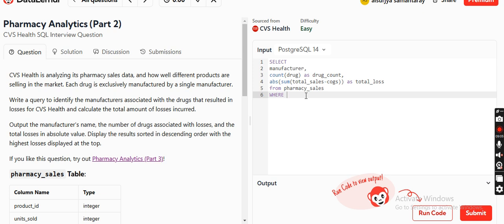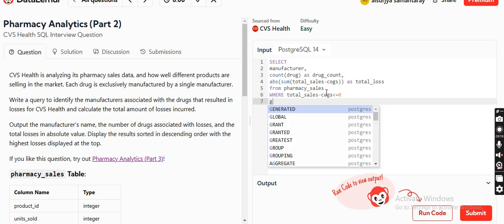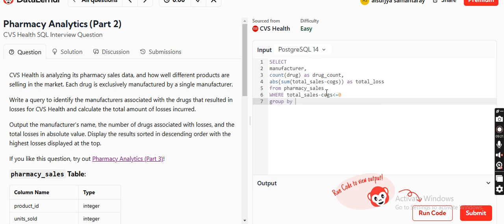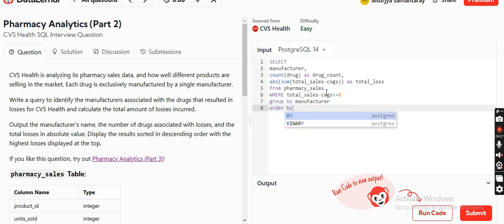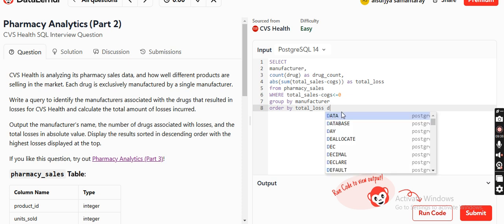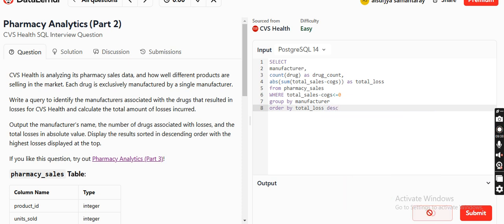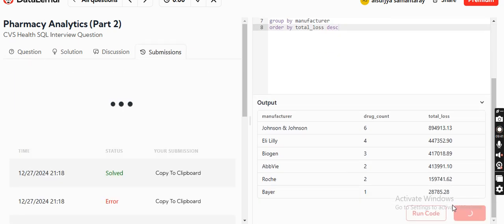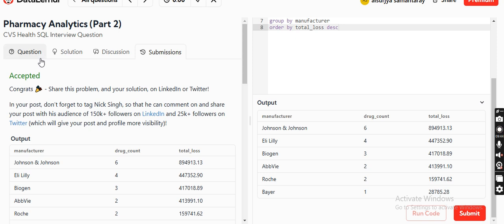Now let's give the where clause. In the where clause we mention where total sales minus COGS is less than or equal to 0. This is done. Now we will do group by manufacturer, ordered by, as you can see here, in descending order with the highest losses. So total loss DESC. Let's run the query and submit this. Okay, this has worked.